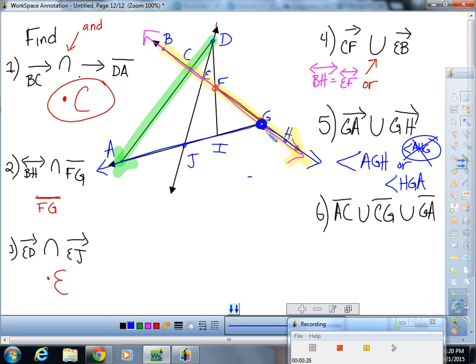Okay, and finally, what are the set of all points that contain segment AC or segment CG or segment GA? And that would be triangle ACG.